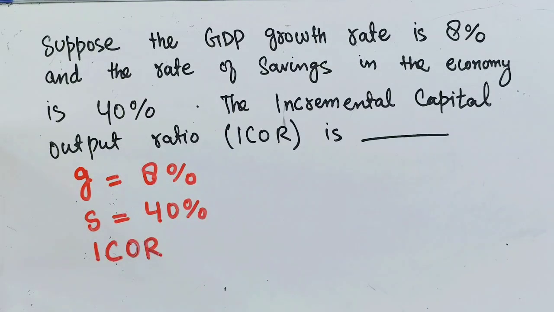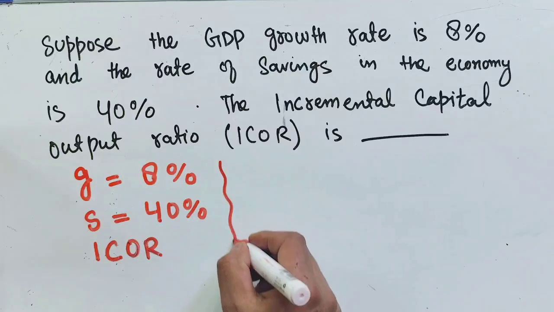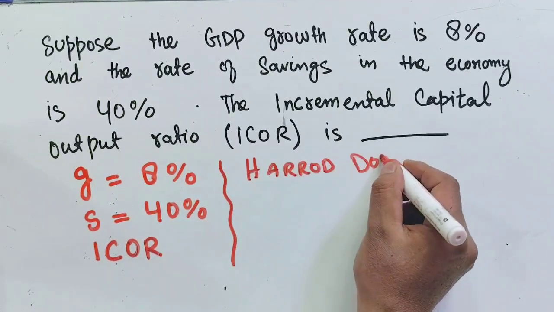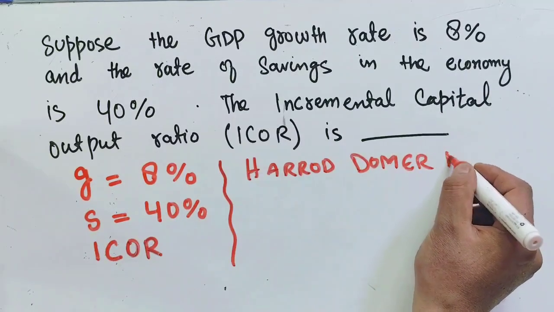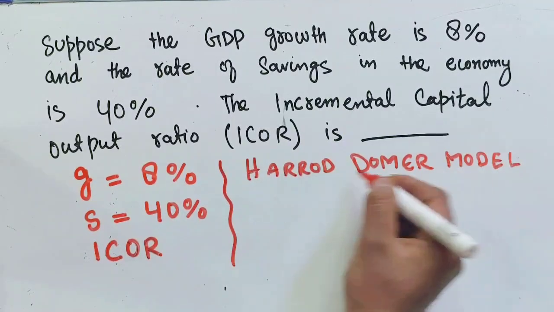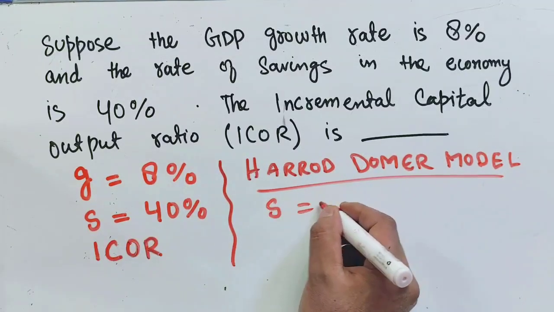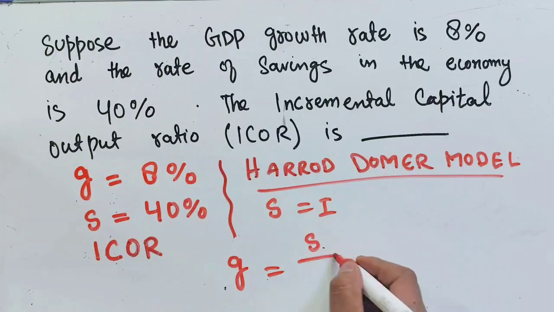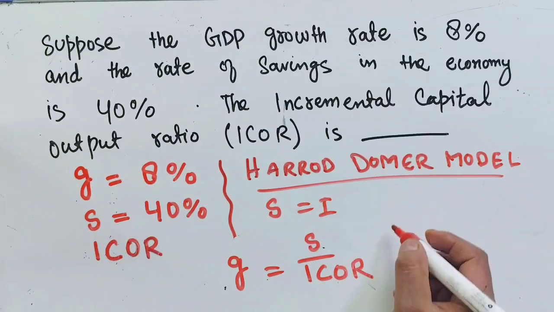Now what is the incremental capital output ratio? It is simply the ratio of investment and growth. We know from the Harrod-Domar model that one of the assumptions is that savings is equal to investment. That means the incremental capital output ratio is simply the ratio of savings and growth. The formula is: growth rate is equal to savings rate upon incremental capital output ratio.